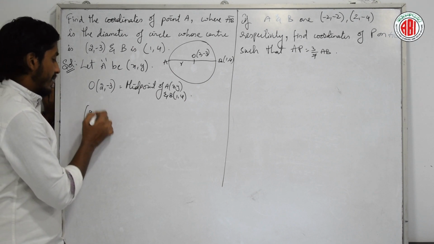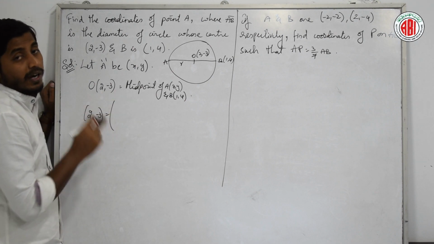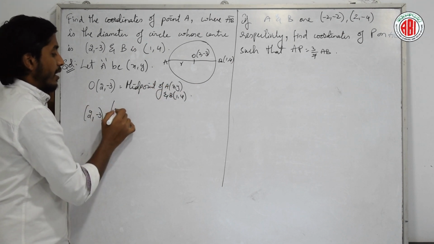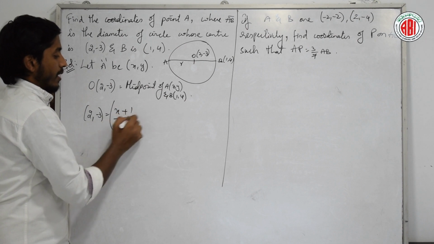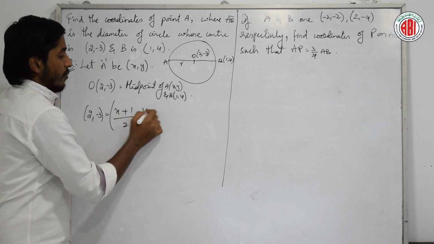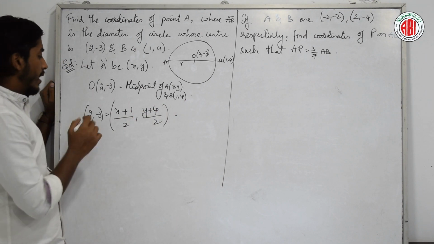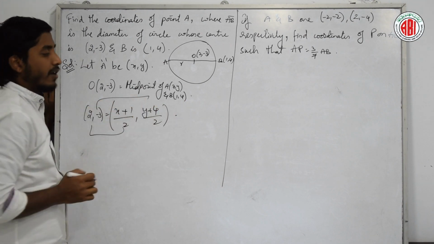That's it. (2, -3) is equal to... What is the formula of midpoint? (x1 plus x2) by 2, (y1 plus y2) by 2. What is x1 here? x. x2 is 1, by 2. y1 is y, y2 is 4, by 2. Is it okay? Now just equate the x coordinates and y coordinates.